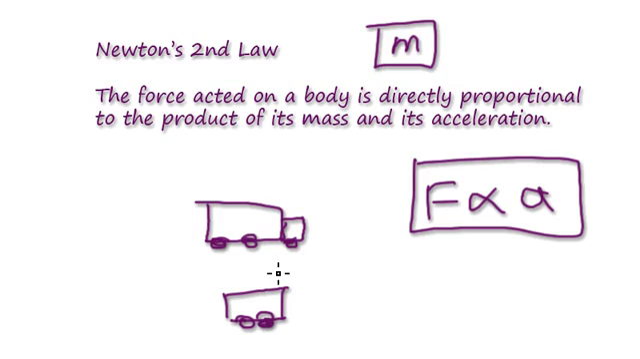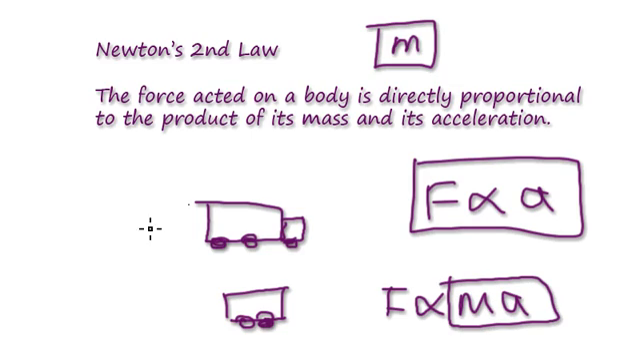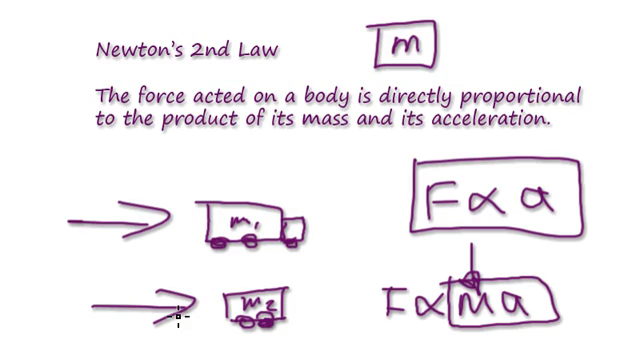If you want to encapsulate all scenarios, then you have to use F is directly proportional to the product of its mass and acceleration. You need this m in here because you want to come up with a law that will satisfy all conditions. So you have to satisfy this lorry, which is M1, and also this car, M2. So you do need this M in here, because it has to be true for all scenarios, for the lorry and for the car.